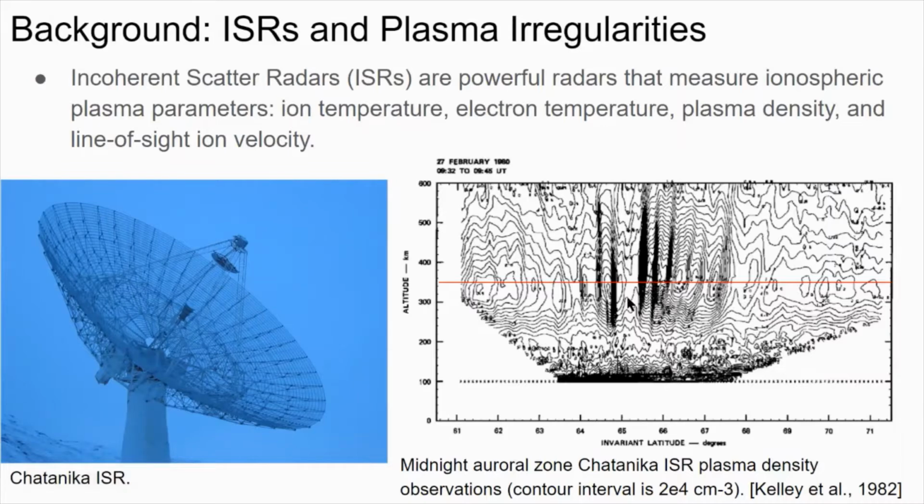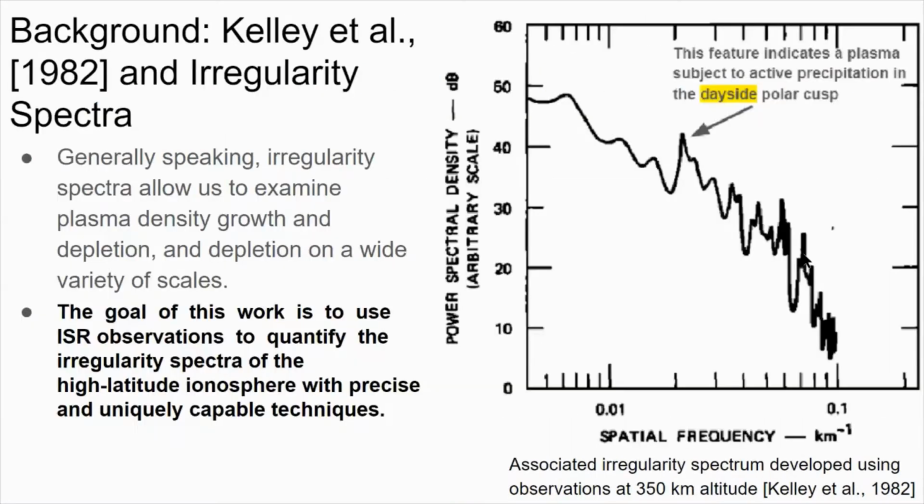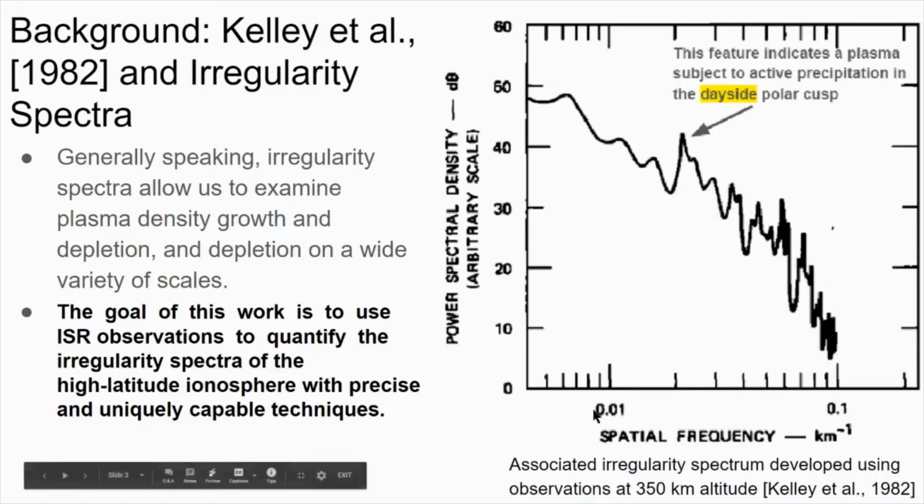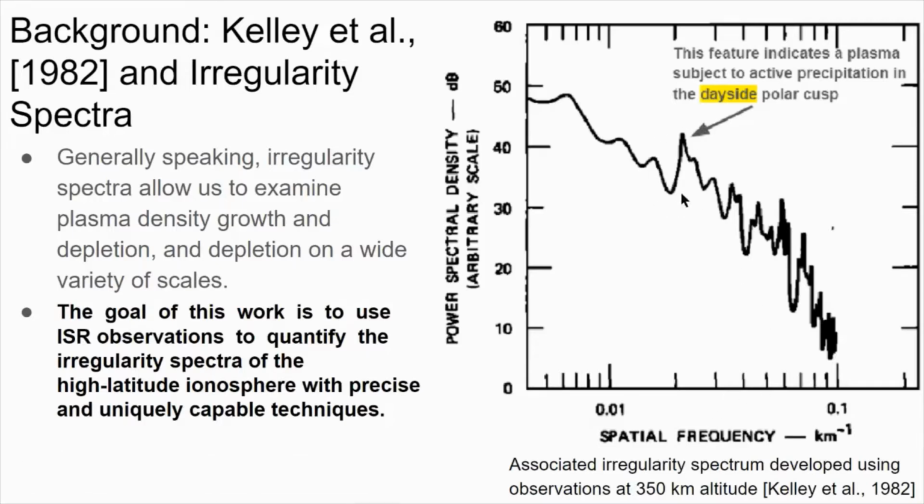And what Kelly et al. in 1982 did was they took these observations and they took a cut at 350 kilometers. And then they took a fast Fourier transform of that to create what is called an irregularity spectrum, which is essentially all the structures that we see sorted with respect to spatial frequency. That's one way to think about it. But anyways, what they saw was this enhancement over here, which was indicative of active precipitation on the day side.